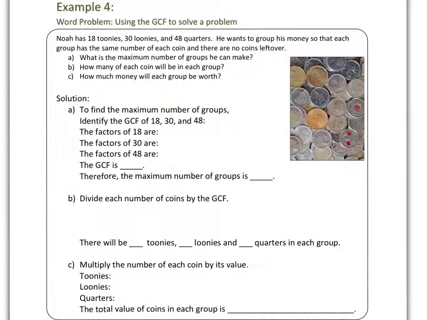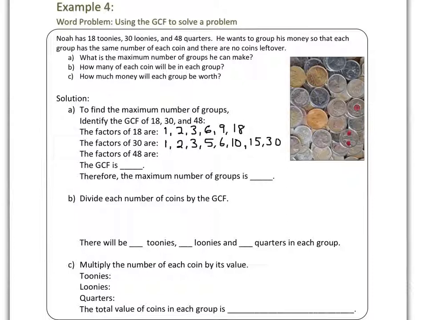To find the maximum number of groups, we can identify the greatest common factor of 18, 30, and 48, the numbers of each type of coin. The factors of 18 are 1, 2, 3, 6, 9, and 18. The factors of 30 are 1, 2, 3, 5, 6, 10, 15, and 30.